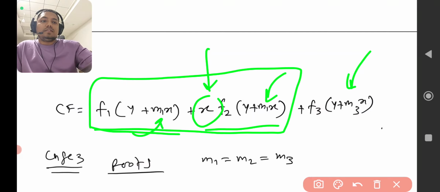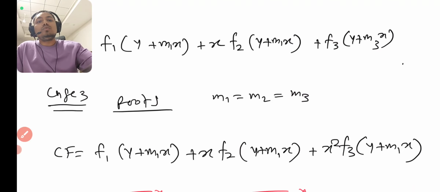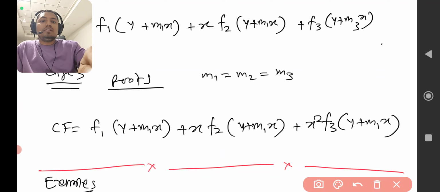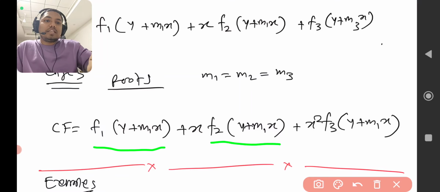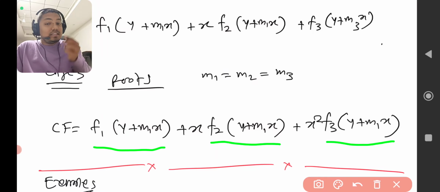Then you go for case 3. In case 3, if all the roots are the same, then what will happen? f1(y plus m1x), this term is coming because of the first root, f2(y plus m1x) for the second root, but the second root is also equal to m1, f3(y plus m1x), m3 is also equal to m1 because m1, m2, m3 are all equal.